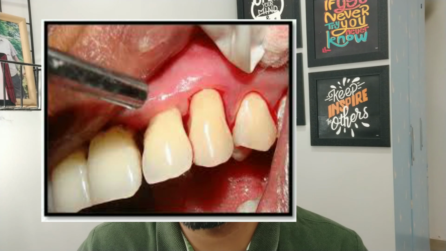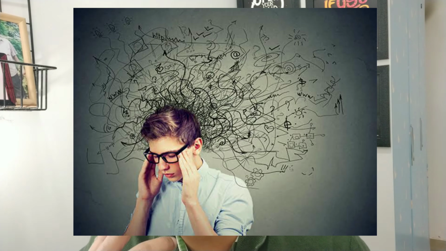Then how do we diagnose where this pain is coming from? We have to pass air in between the two teeth using the 3-way syringe, and suddenly the patient will give some kind of response. Okay, this is the place from where I'm getting the pain.